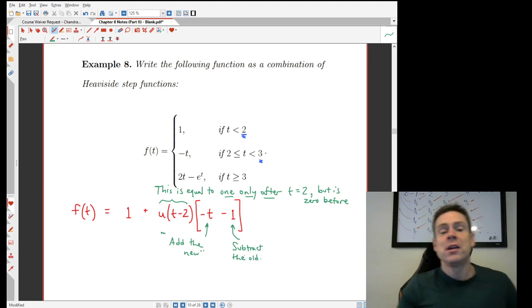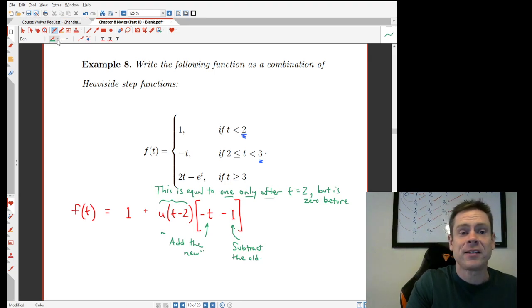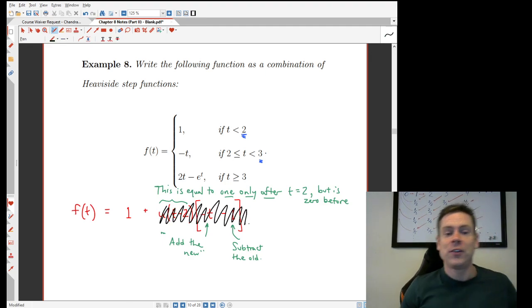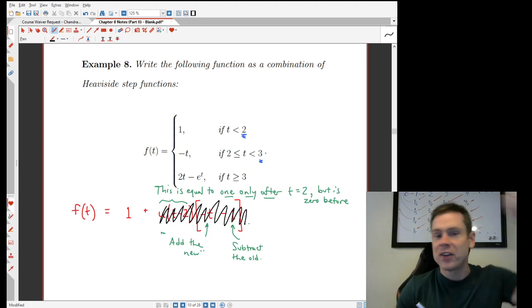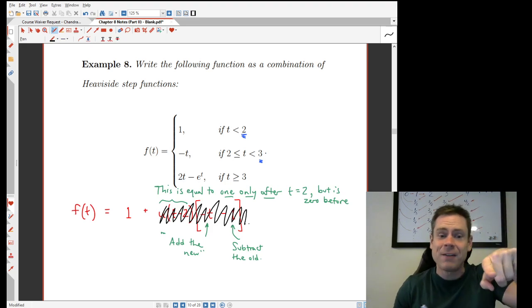Because imagine this term isn't even here. Up until t equals 2, this term is equal to 0. So this is what we have: f of t equals 1. And then time ticks on, and now it's time equals 1, and now it's time equals 1.5, and it's still f of t equals 1.